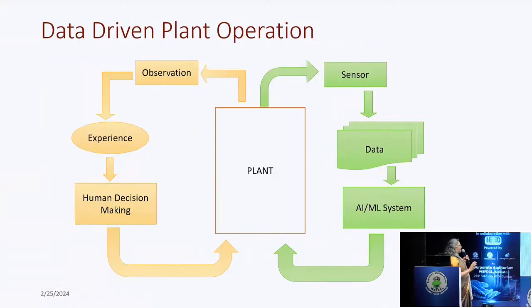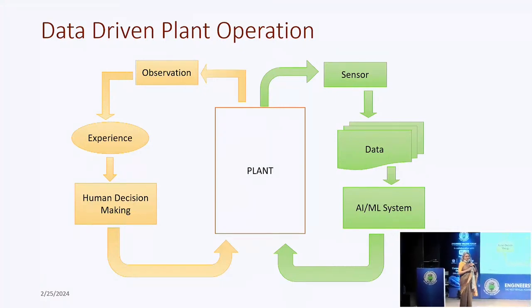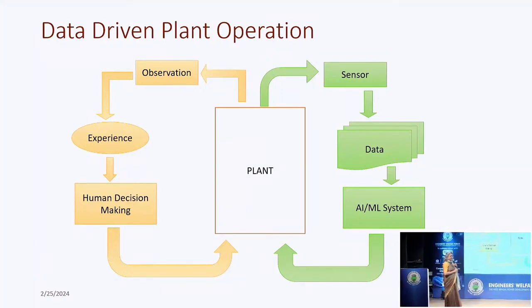This is just a model for possibly a data-driven plant operation overall. So there's a plant. The typical path is the yellow path, where you have the observation, experience of the operators and human decision making. On the other hand, if you have data-driven plant operation, you would have sensors which collect the data, historically a lot of data under different conditions, and have an AI/ML system which analyzes the data and tries to take a decision. Of course, that's the fully automatic path.